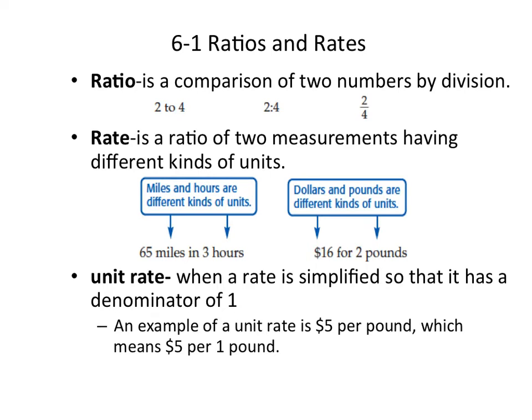Rate. Rate is a ratio of two measurements having different kinds of units. So we could have something like miles and hours, and in this case we have 60 miles in 3 hours. Or we can have dollars and pounds, where we can have $16 for 2 pounds. When dealing with rates, we are going to introduce unit rate. A unit rate is when a rate is simplified so that it has a denominator of 1. An example of a unit rate is $5 per pound, which means $5 over 1 pound.